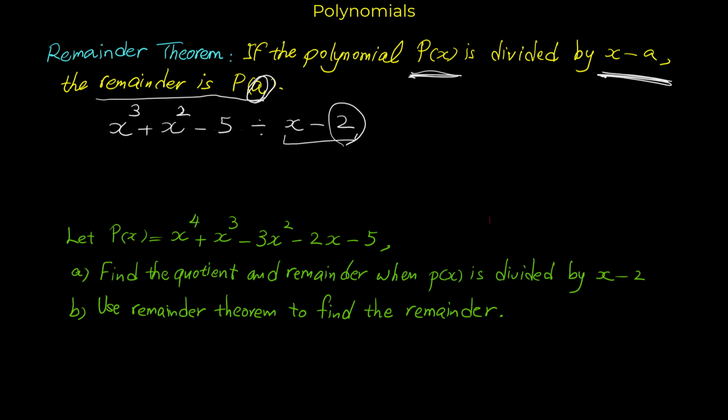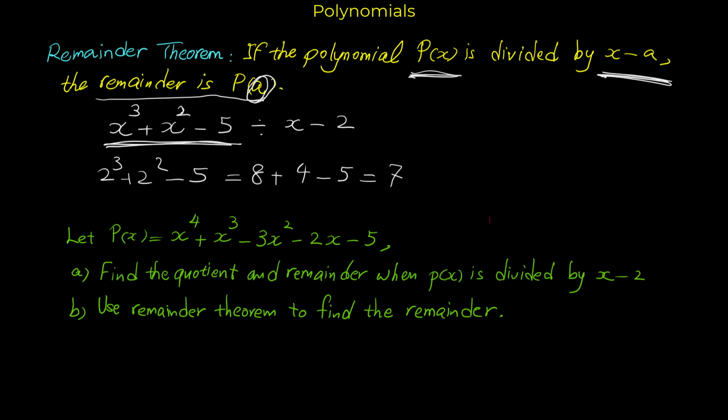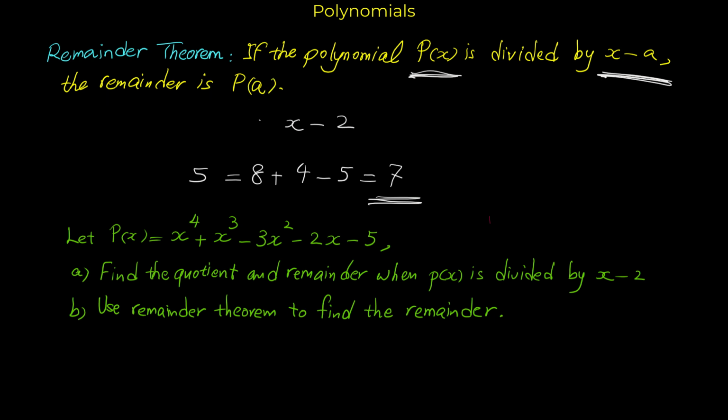In this example, the remainder would be 2^3 plus 2^2 minus 5. 2^3 is 8, 2^2 is 4, 8 plus 4 is 12, 12 minus 5 would be 7. So if we divide this polynomial by this polynomial with the long division or synthetic division, doesn't matter which method to use, you would see that the remainder would be 7. This is the remainder theorem. So remainder theorem gives you a way to find the remainder of the division without dividing the two polynomials.